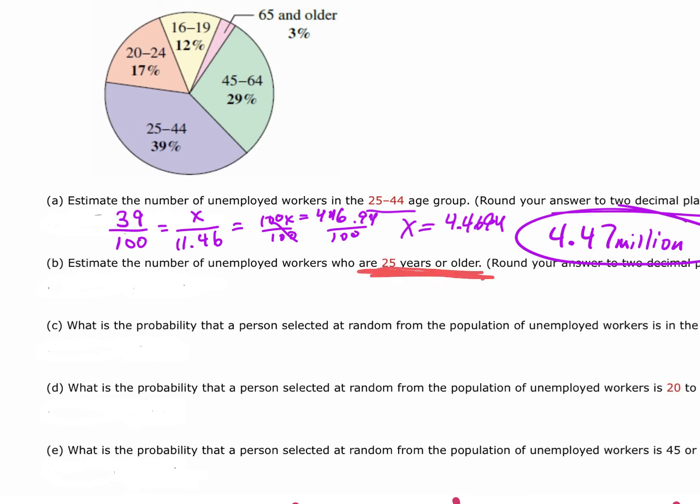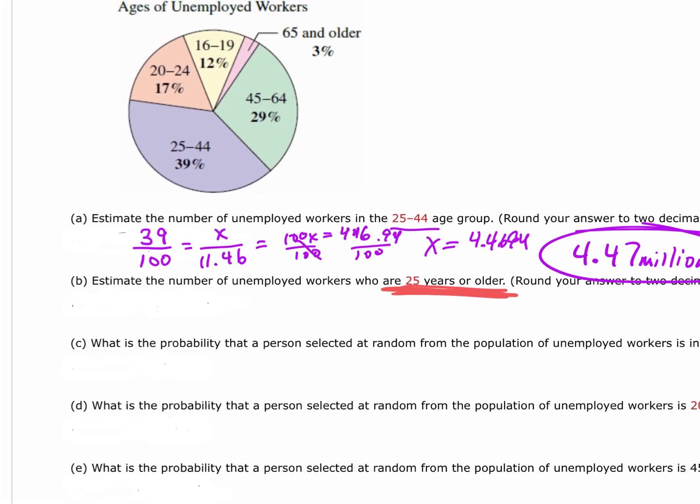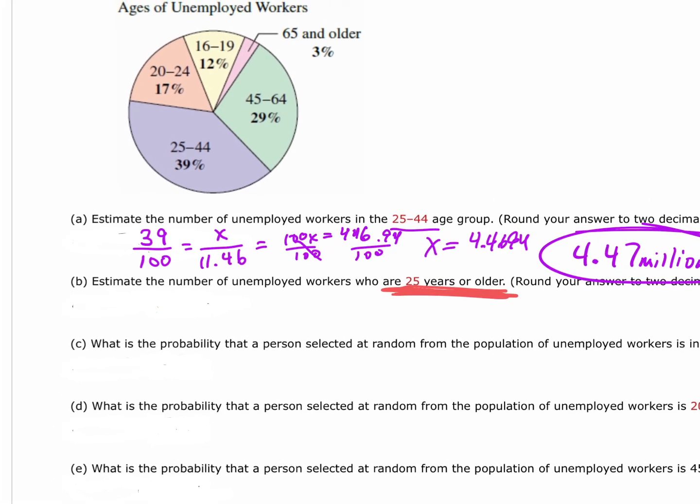All right. If it says B, estimate the number of unemployed workers who are 25 years or older. So I have to look at my categories and I say, okay, 25 or older, that's going to be this group, and this group. So you have to add them all together. So our percentages that we add together would be 39 plus 29 plus 3 out of 100. So it's 71% of the population. And again, if you want to know the real number to that, you would say 71% out of 100. That's x over 11.46 million.